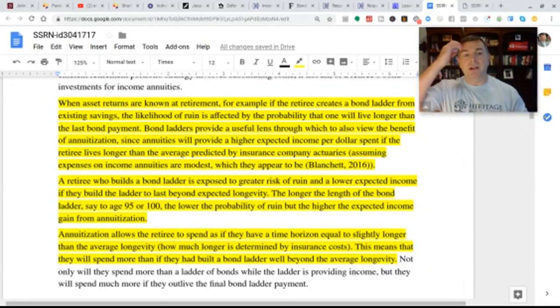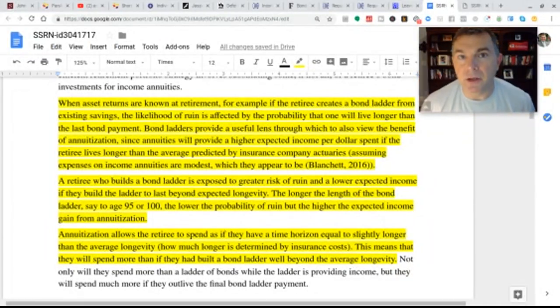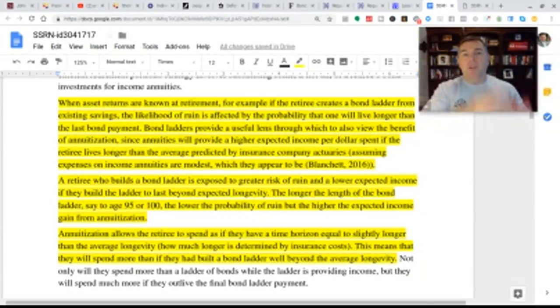The longer the length of the bond ladder, the lower the probability of ruin, but the higher the expected income gain from annuitization. And here, all you're doing is saying, look, I'm going to live 15 years. I'm going to ladder my bonds, and one bond is going to mature each year for the next 15. But if I live to year 16, I'm goosed. My goose is cooked because I have no more bonds from which I can draw income.